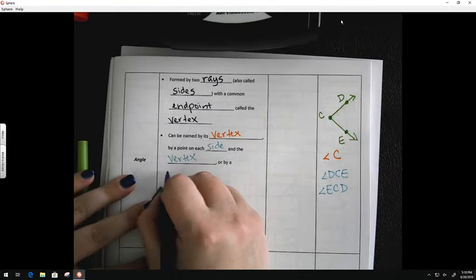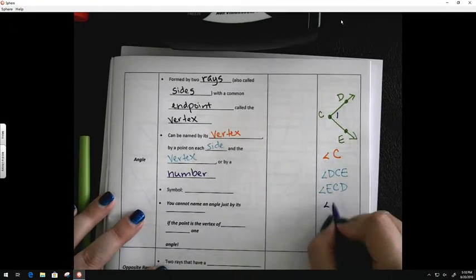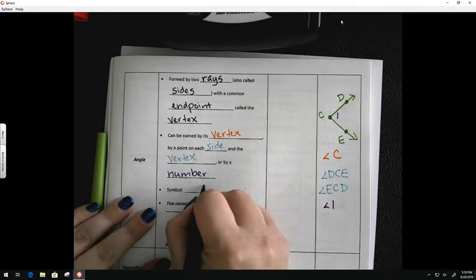Or the other thing that we can do is we can name it with a number. So when we look at this picture here, I can just put a number 1 inside of there, and I can say, oh, this is angle 1. And then if I don't want to mess with all the letters, I don't have to, okay? The symbol, I've drawn it a couple of times already, but the symbol here is just this little angle symbol.